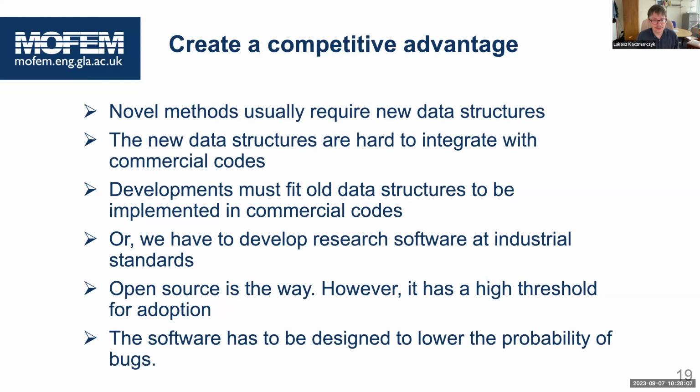So then software has to be designed to lower this threshold. We have to develop research software at industrial standards. However, open source research software is hard to transfer to the industry, because it has a higher probability of bugs, being tested by a smaller number of people than the commercial codes, and it doesn't have the human resources of the commercial codes. So we have to design the code in such a way that it lowers the probability of bugs.